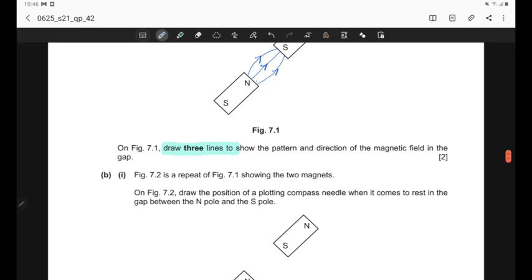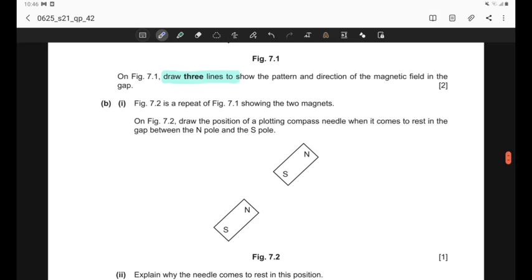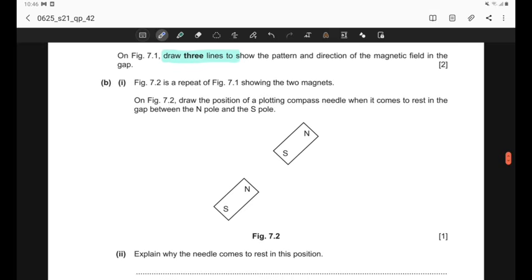Part B. First part. Figure 7.2 is a repeat of figure 7.1 showing the two magnets. On figure 7.2, draw the position of a plotting compass needle when it comes to rest in the gap between the north pole and south pole.